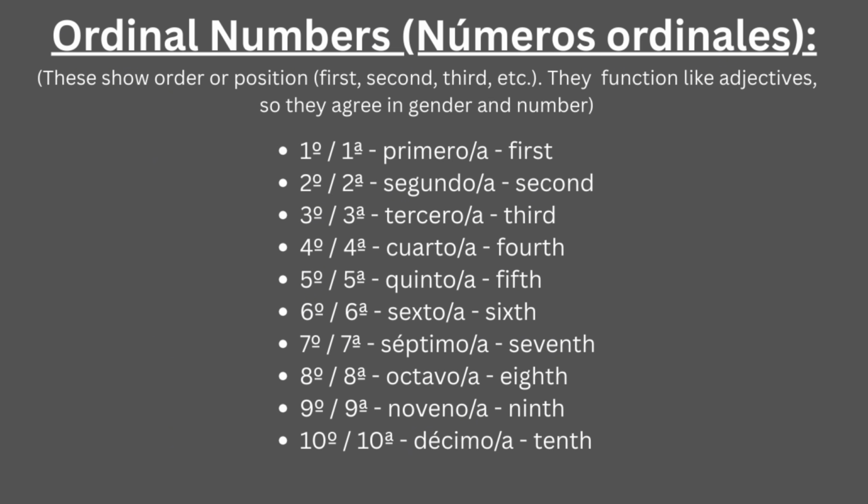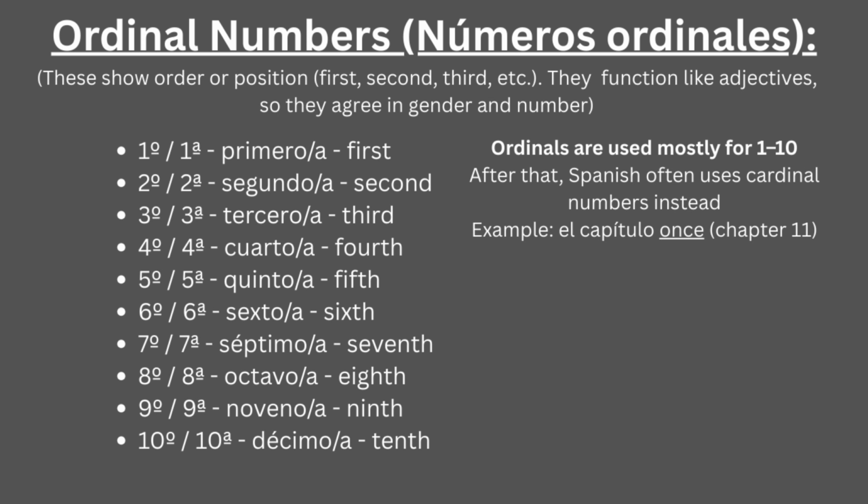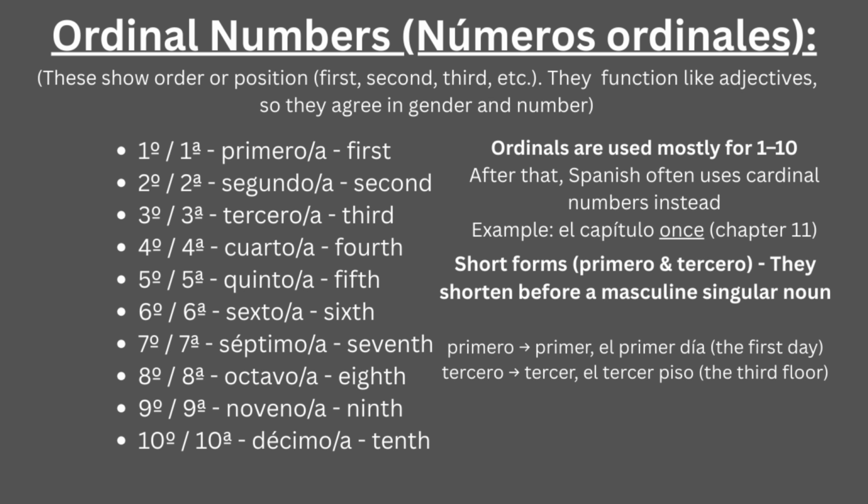Listing numbers past that is unnecessary because practically Spanish ordinal numbers are used for 1 to 10, and after that the language uses cardinal numbers instead, like el capítulo 11. As a note, the numbers primero and tercero are shortened before a masculine singular noun, like el primer día, el tercer piso. Overall, these are basic words, phrases, and fundamentals in Spanish.